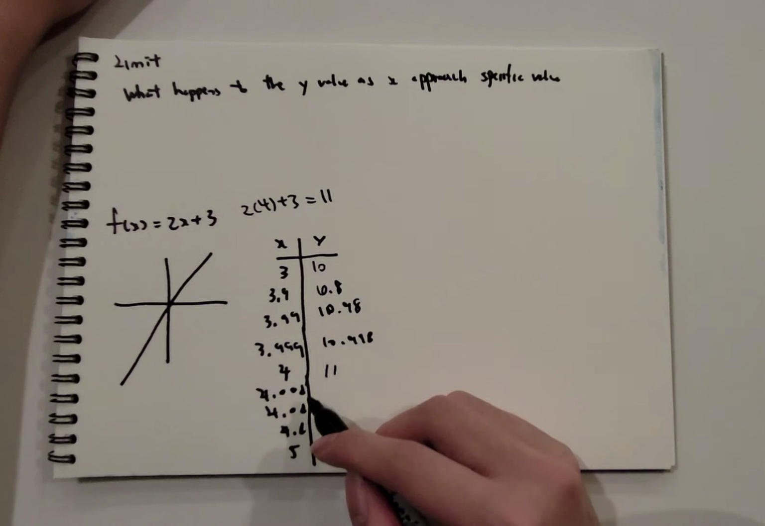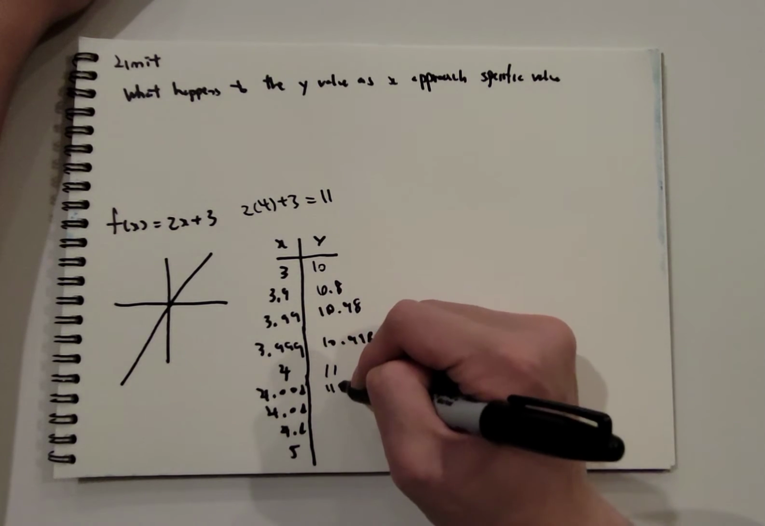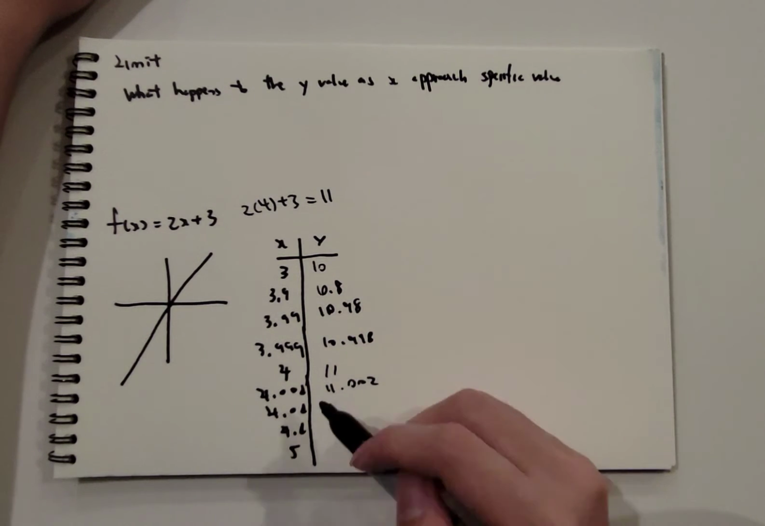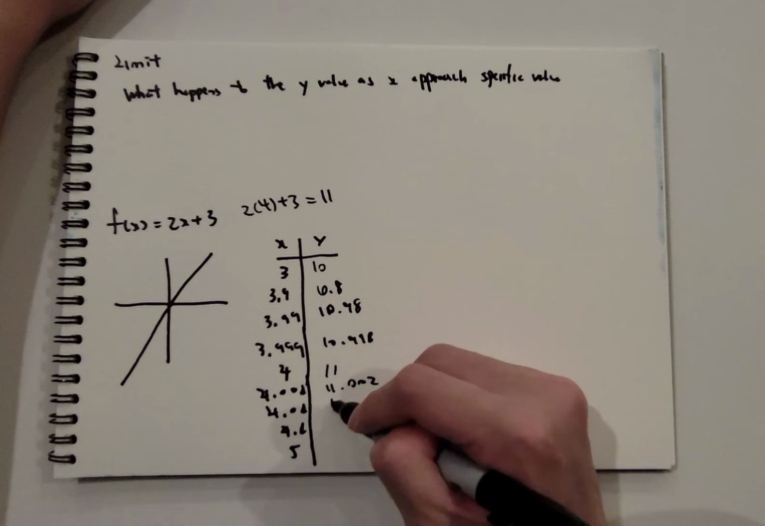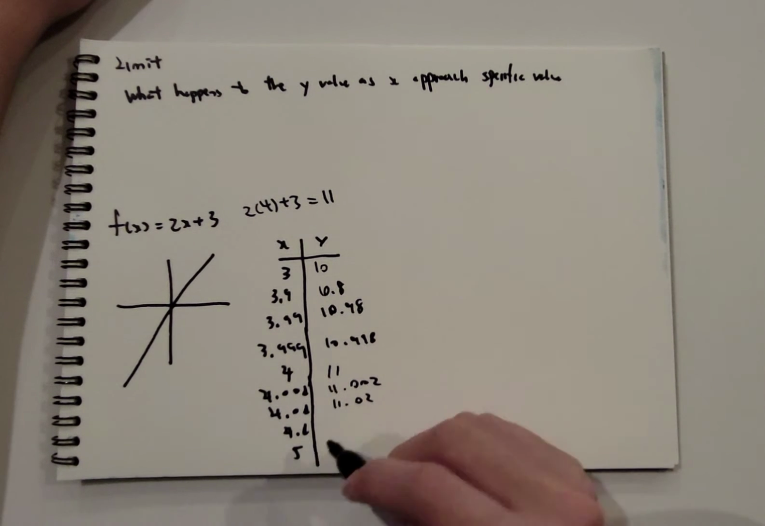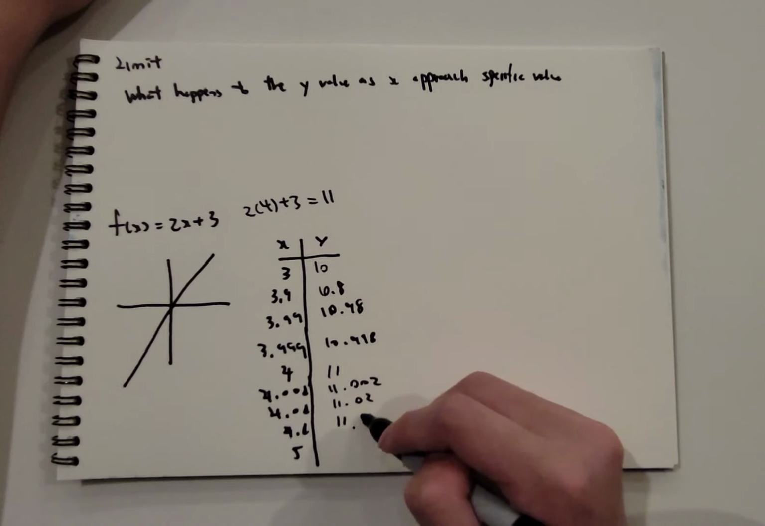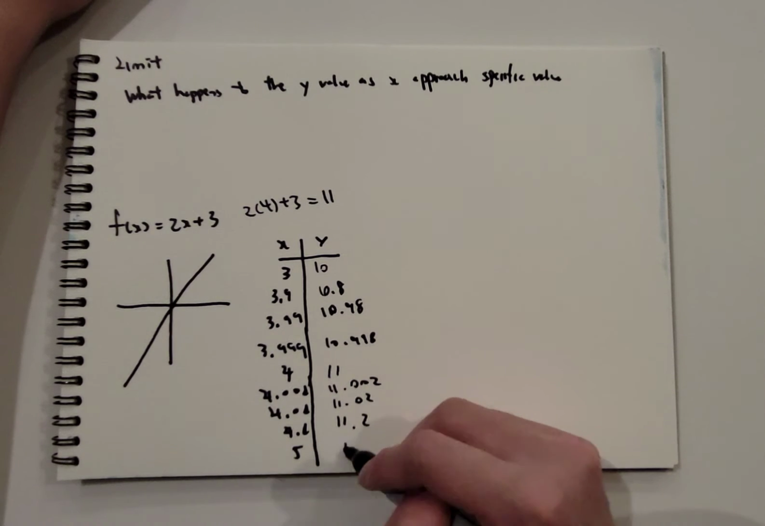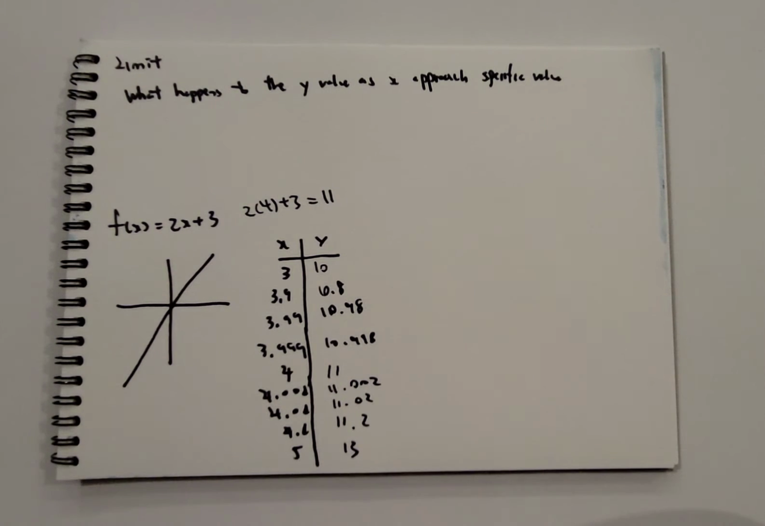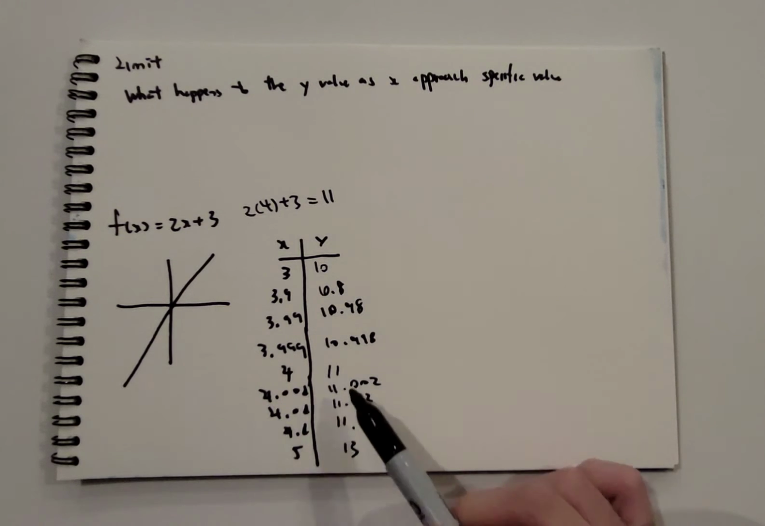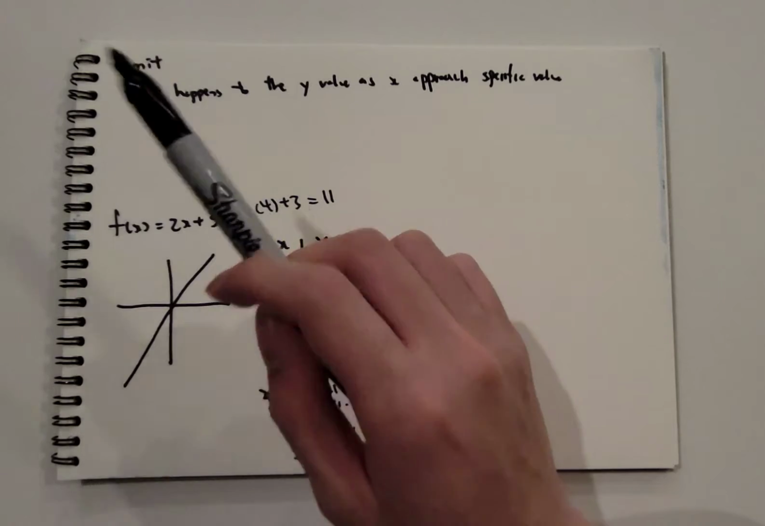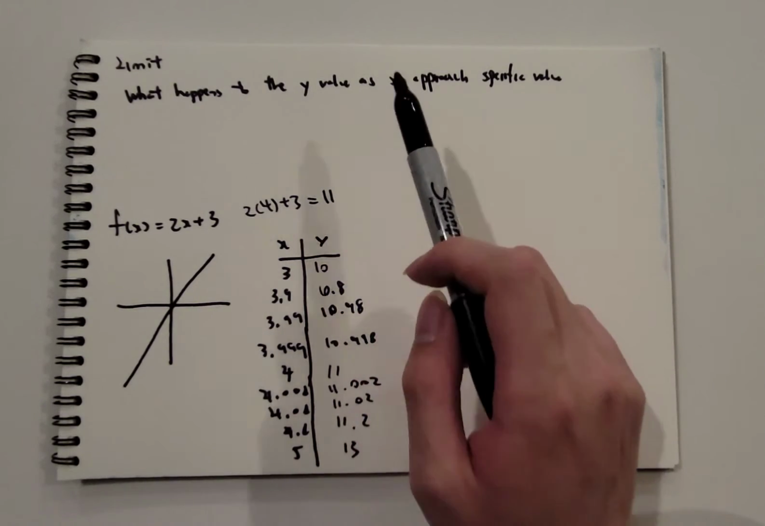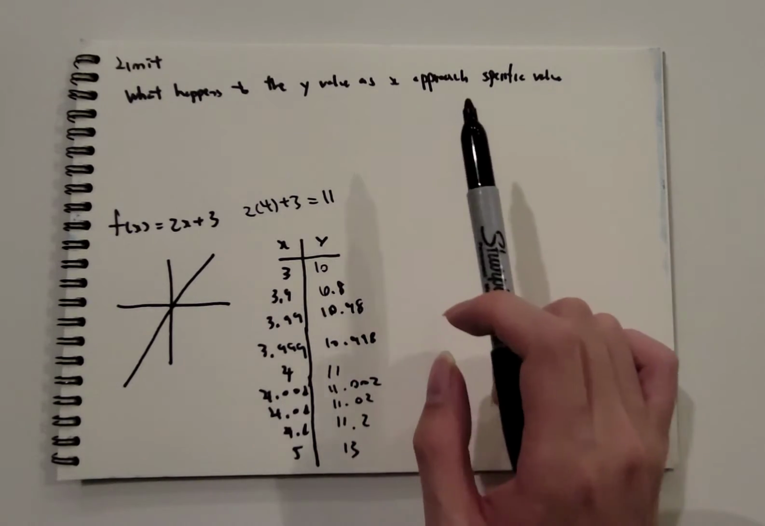What about at 4.001? Well, it's going to be 11.002. And what about 4.01? It's going to be 11.02. What about 4.1? It's going to be 11.2. And 5 is going to be 13. Right? So, can you see a pattern here? Remember this: what happens to the y value as x approaches a specific value?